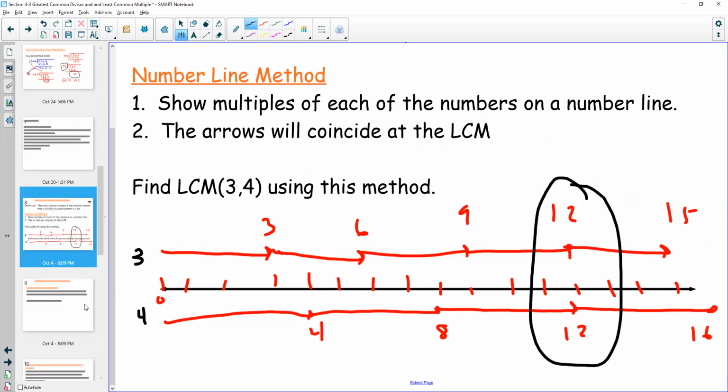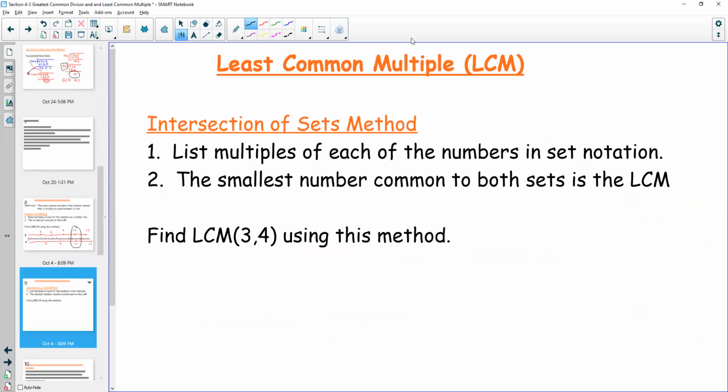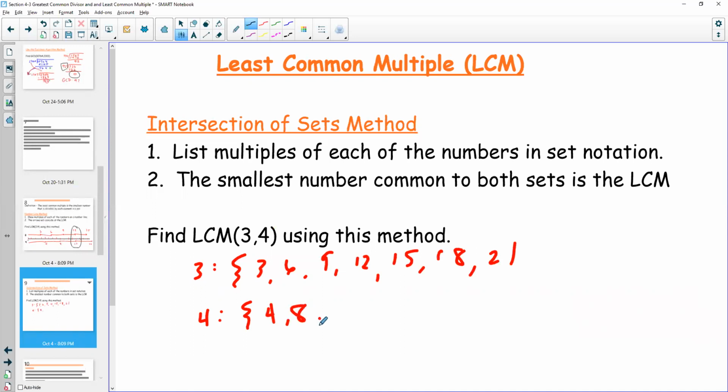Okay? We can also do this as an intersection of sets. We list the numbers in set notation. So we list the multiples in a set rather than on a number line. So 3, 6, 9, 12, 15, 18, 21, and 4, 8, 12, 16, 20, 24.